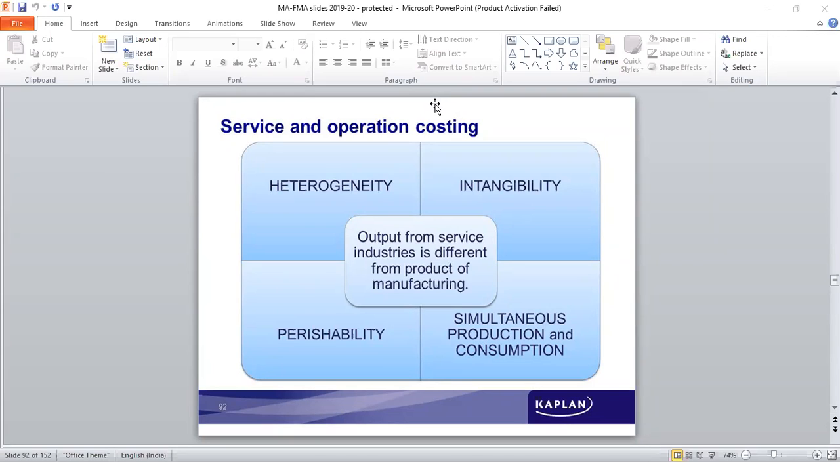So we see that when a service business is started, the services which are provided to the customers are not all identical. Mostly we see that the services are heterogeneous. Heterogeneity is there. So depending on the requirement of the customers, the customization part of it is taken into consideration. So that's heterogeneity. Okay. Intangibility.